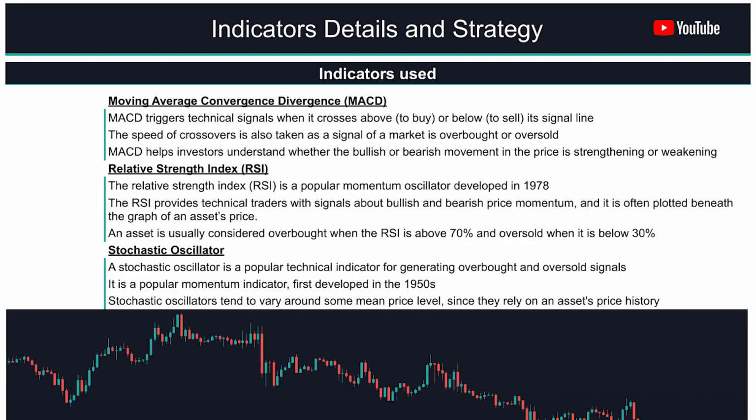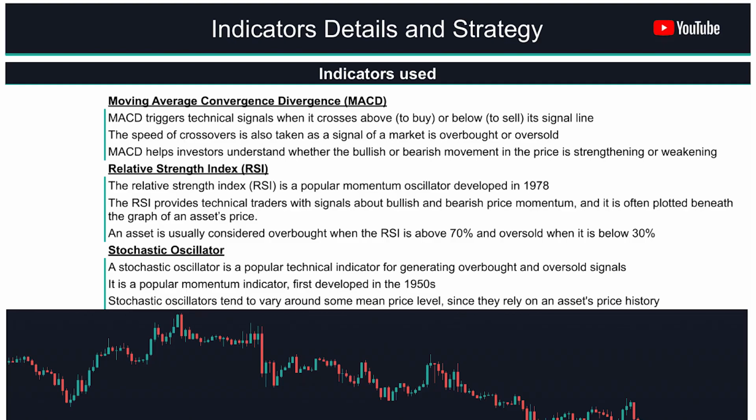And the third indicator is the stochastic oscillator, which compares a particular closing price of a security to a range of its prices over a certain period of time. The sensitivity of the oscillator to market movements is reducible by adjusting that time period or by taking a moving average of the results. It is also used to generate overbought and oversold trading signals, utilizing a 1 to 100 bounded range of values.